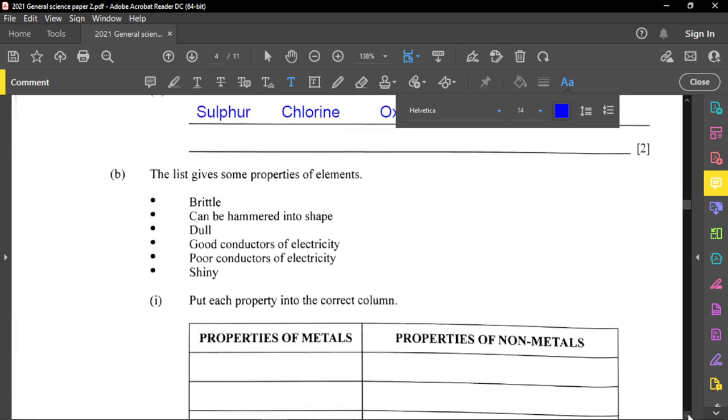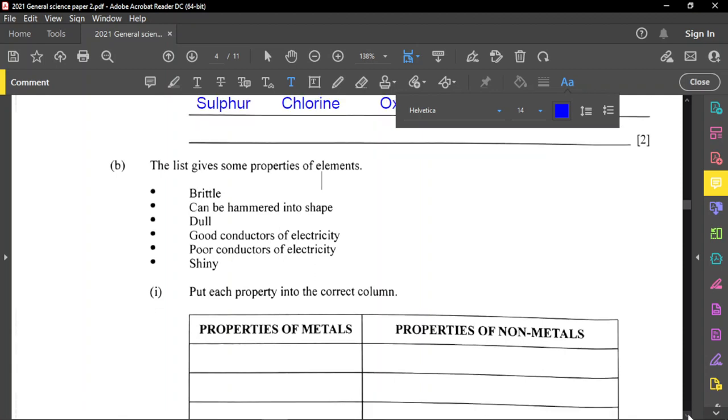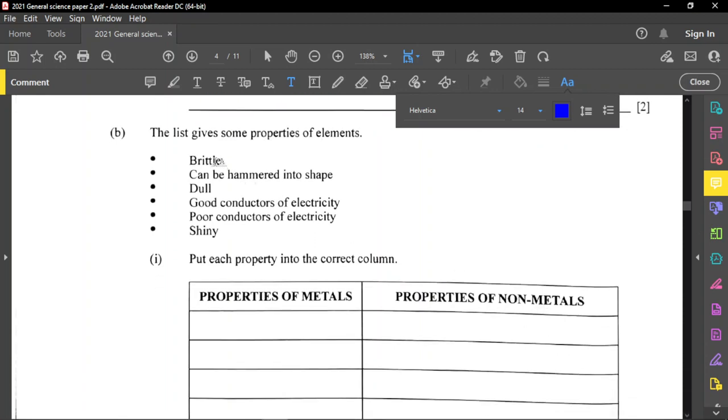For part B here, it said the list gives some properties of elements. And so here is the list. We say that it's brittle, can be hammered into shape, dull, conducts electricity, poor conductor of electricity. And also here we say it is shiny. The table asks us to put each property into the correct column, the properties of metals and also non-metals.